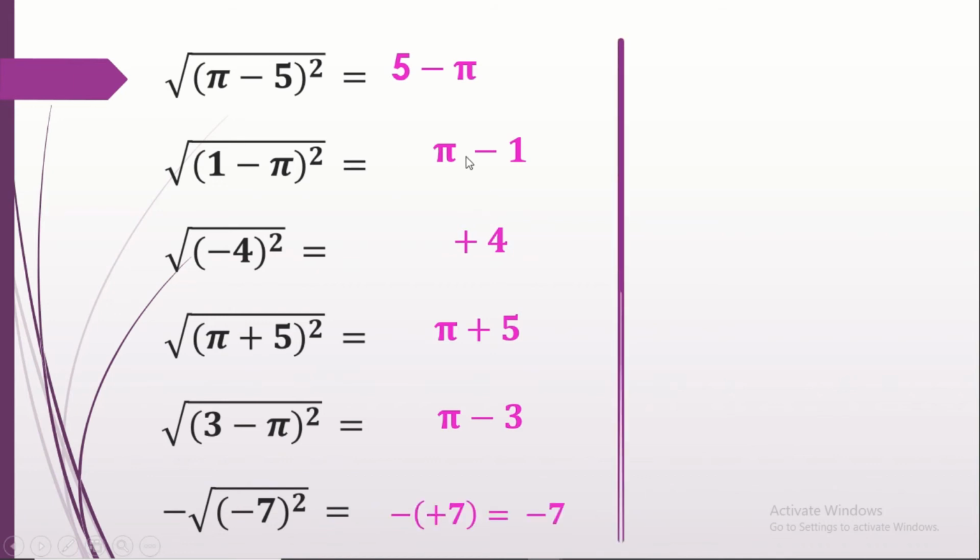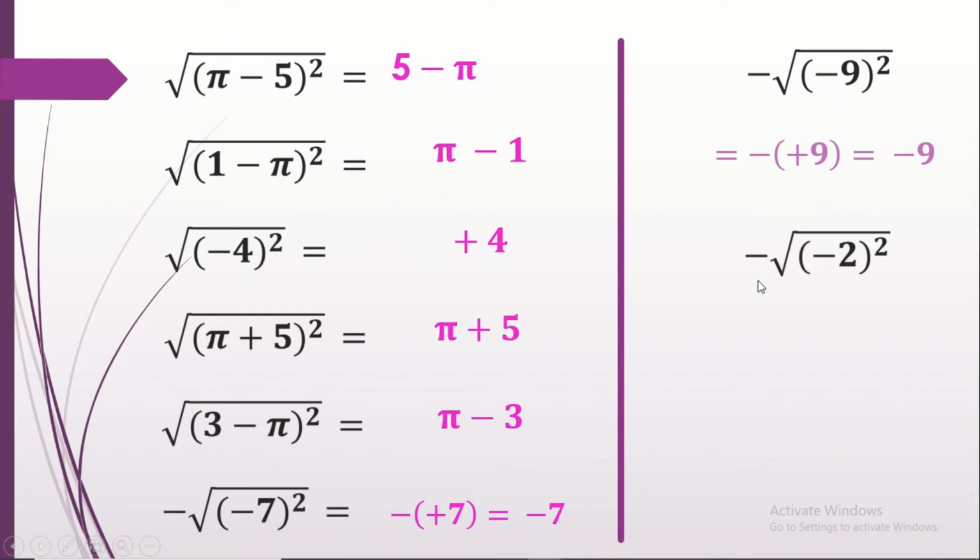Well, now let's start with other examples which are also very important. Here: minus radical, minus 9 squared. The square cancels the radical, but the answer should be plus 9. But we copy here the minus which is outside. Minus times the plus gives us minus 9. The same here.